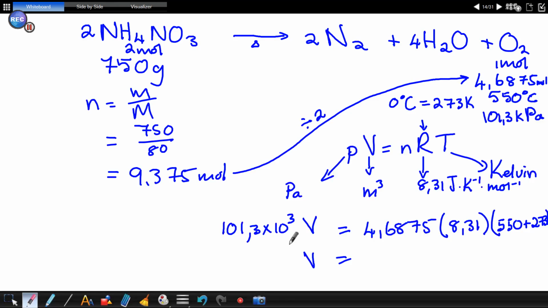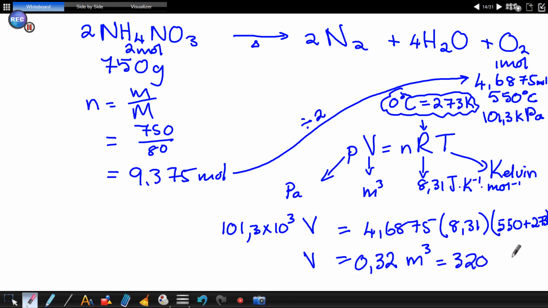You have to change degrees Celsius to Kelvin. You get 0.32 cubic meters. And if you want to convert that to cubic decimeters, you just multiply by 1,000. That's 320 cubic decimeters.